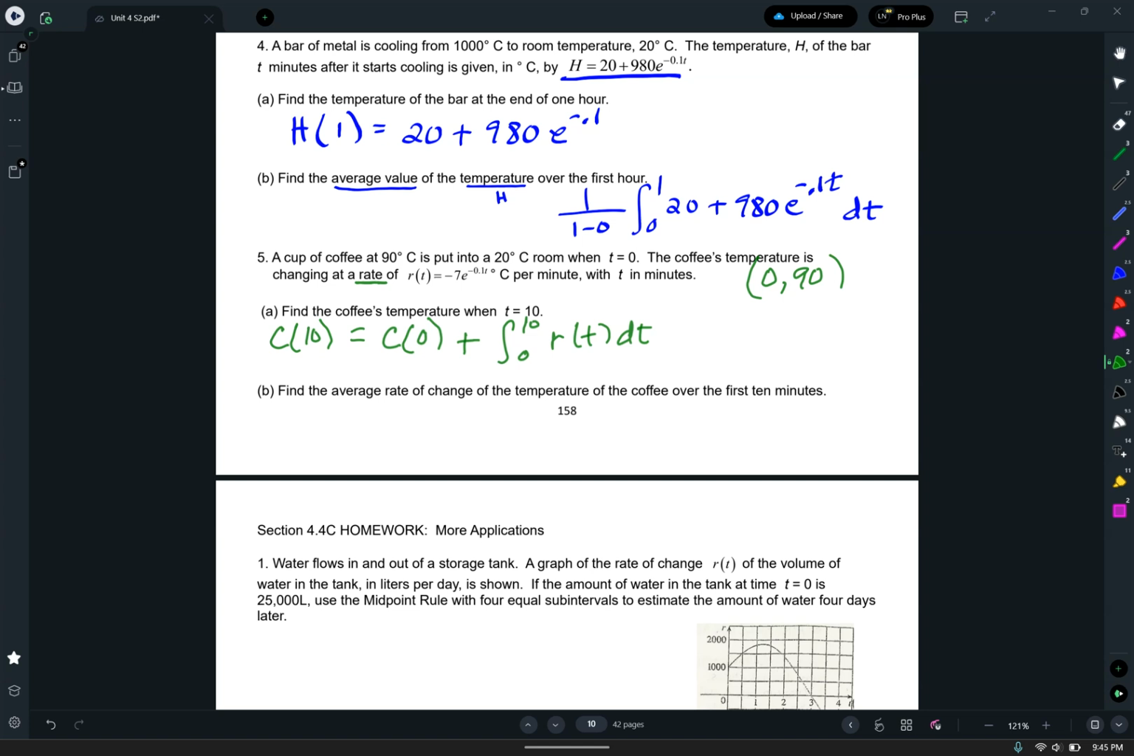All right, so in this case, we were given the rate function and being asked to find the original temperature. So that's why we had to integrate.